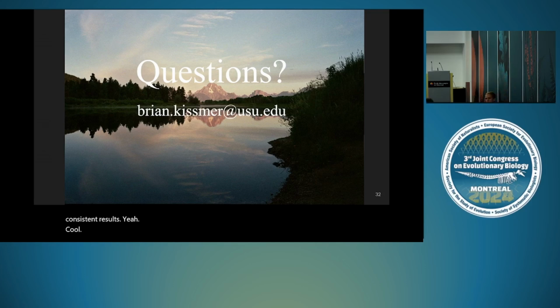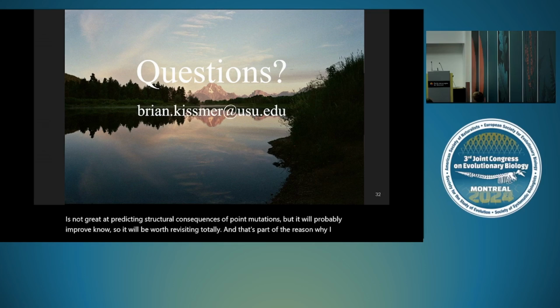One observation is that AlphaFold in its current incarnation is not great at predicting structural consequences of point mutations, right. But it will probably improve so it will be worth revisiting. Totally, and that's part of the reason why I wanted to get this out there. I think it's a good one to think about.